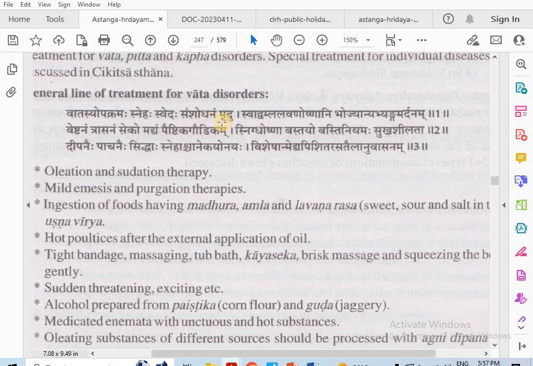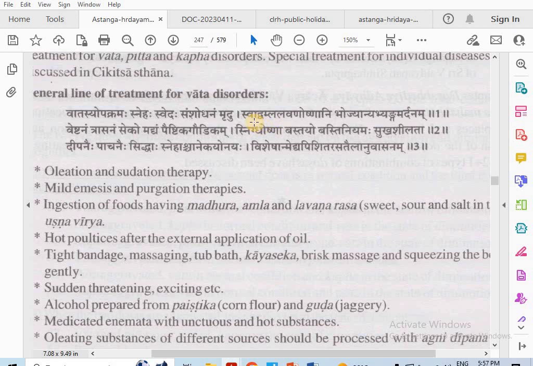So after sneha and svedana, mild emesis and purgation therapy. Then in the next part we have swadvamla lavanoshnani. Swadvamla, yan sandhi is there. Swadu and amla, two words we have, and then lavana and ushnani, total four words.